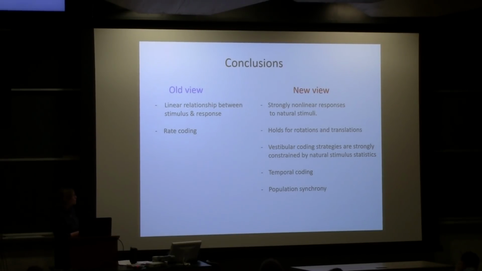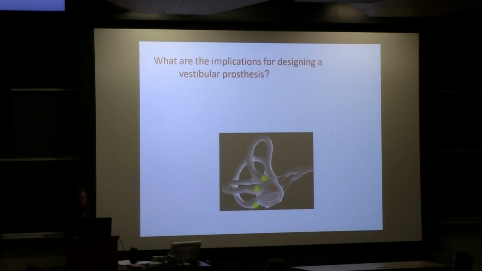And I didn't mention this, but you can also look at things like population synchrony and see if there are indications for any sort of synchrony in the response, which would also be a nonlinearity. Okay. So what can you do with this? This is very interesting from just understanding how the brain represents our motion as we move through the world.